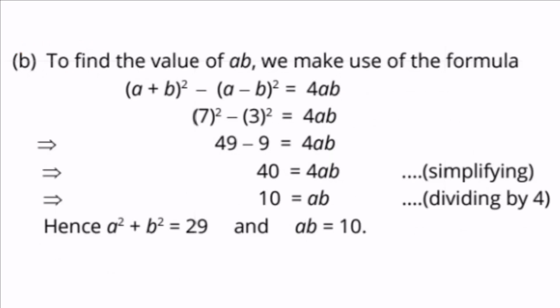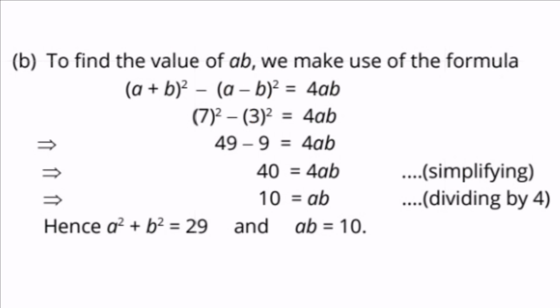Now we have to find the value of ab. Again we know that a plus b whole square minus a minus b whole square is equal to 4 times ab. Now replacing the value of a plus b, which is equal to 7, and the value of a minus b, which is 3.